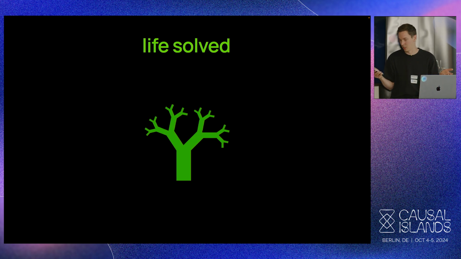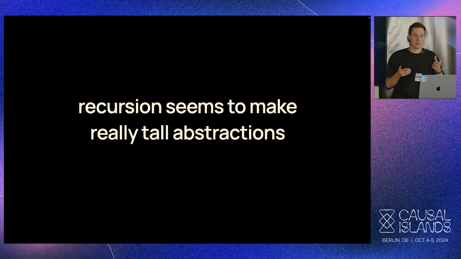And then what if the step is more something like this? Suddenly a lot happens in each step compared to previously, right? This is a tree. Recursion seems to make really tall abstractions. Just keep that in mind for later. Yeah, I hope this made sense.